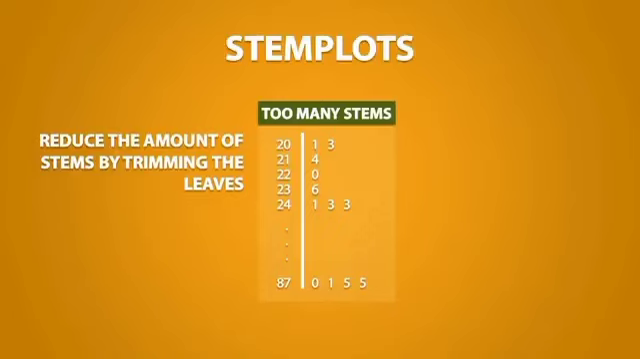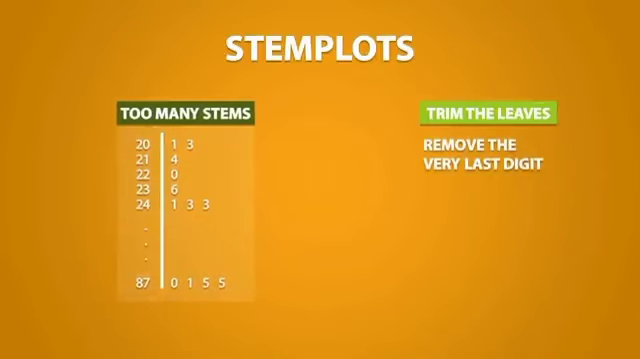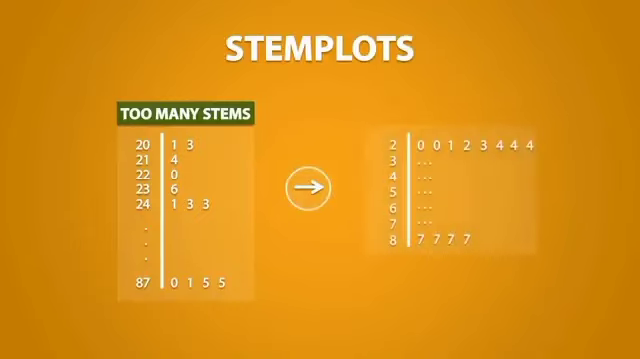In this example, we have a very large dataset that goes from 201 all the way to 875. That's over 60 stems that we have to write. To trim the leaves, all we do is remove the very last digit. So notice for the number 201, the leaf is 1 and the stem is 20. After removing the very last digit, we get 20. So now the leaf becomes 0 and the stem is now 2. We would do the same process for each data value.